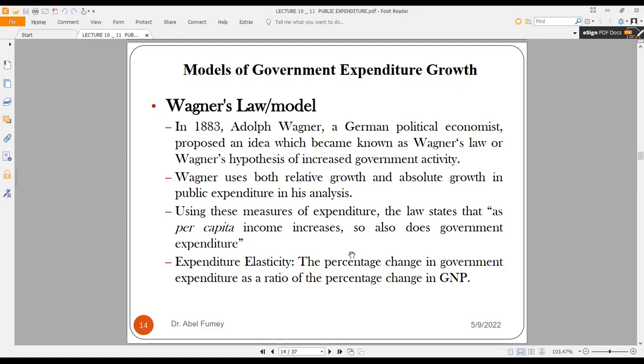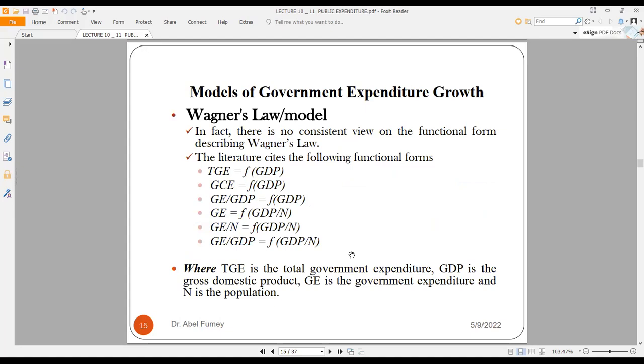When we talk about expenditure elasticity, we are talking about the percentage change in government expenditure as a result of a percentage change in the national income of the country. So when national income changes by 1%, what is going to be the percentage change in government spending? That is what the expenditure elasticity measures.